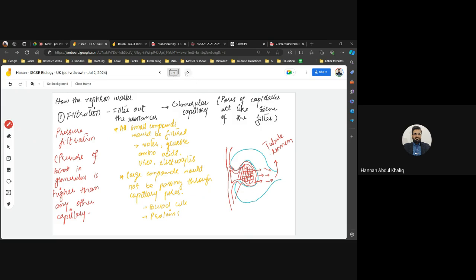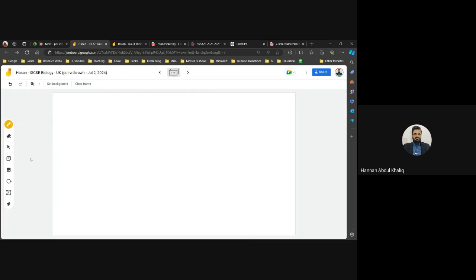But what about the substances that we need? Many substances that we need have been filtered. Now, how do we do that? We have to get them back. To get them back, we do the phenomenon of reabsorption.